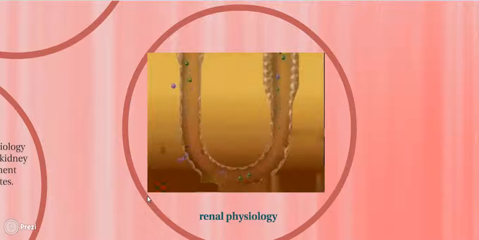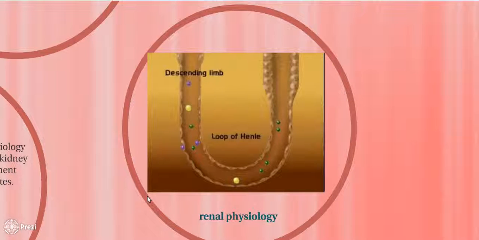This system is called countercurrent because of the dynamics set up by the hairpin turn of the loop of Henle. The direction of flow in the descending limb of the loop is opposite from the direction of flow in the ascending limb. By flowing in opposite directions in such close proximity, a unique interaction occurs.